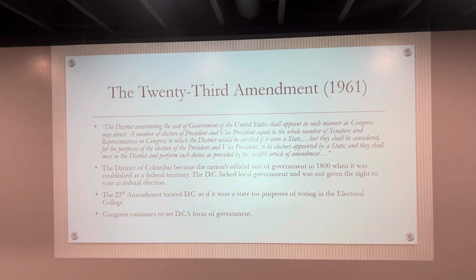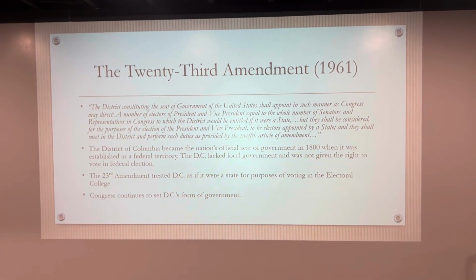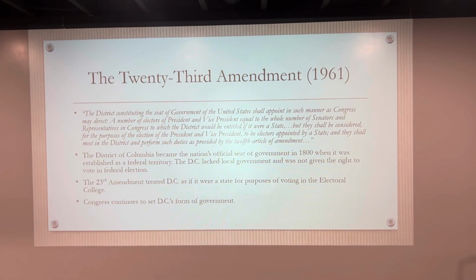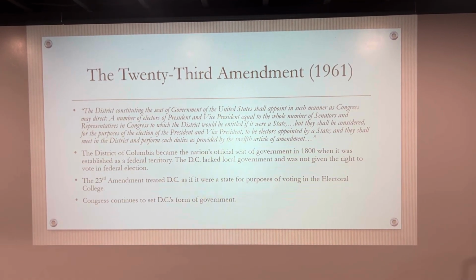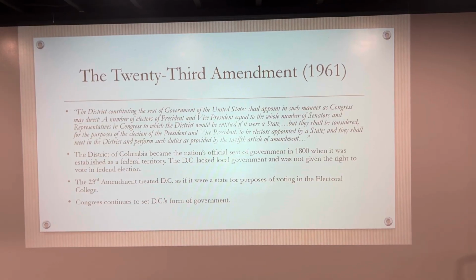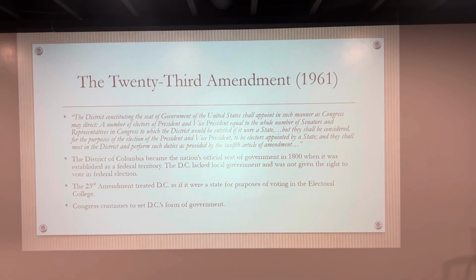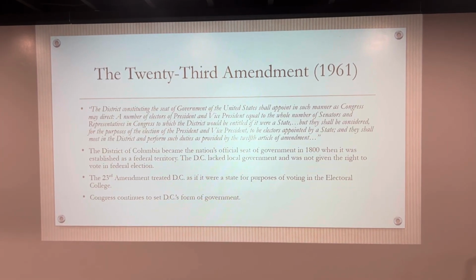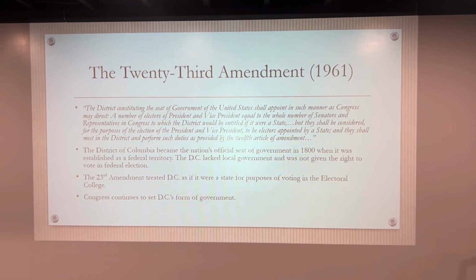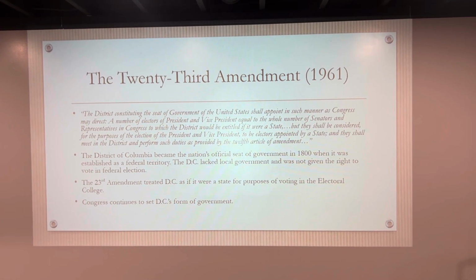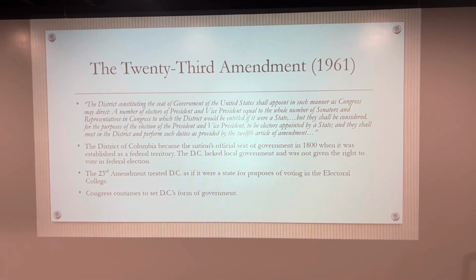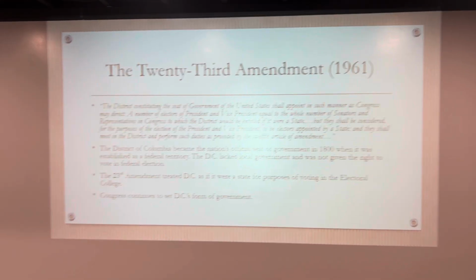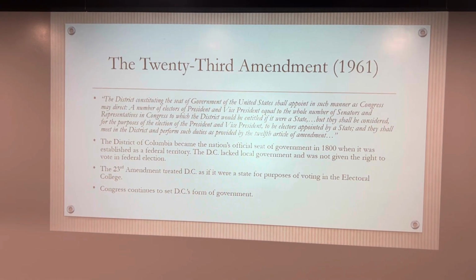The 23rd Amendment deals with Washington, D.C. The District of Columbia became the nation's official seat of government in 1800 when it was established as a federal territory. D.C. lacked local government and was not given the right to vote in federal elections. The 23rd Amendment treated D.C. as if it were a state for purposes of voting in the Electoral College. Congress continues to set D.C.'s form of government, but the residents of D.C. can vote for president.